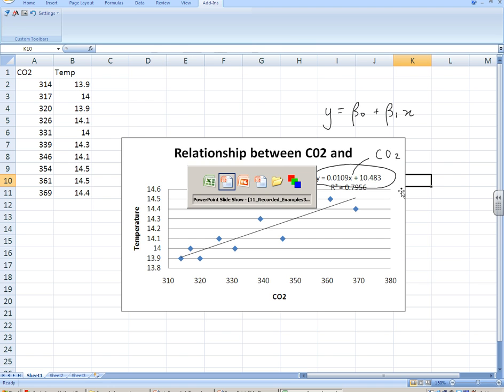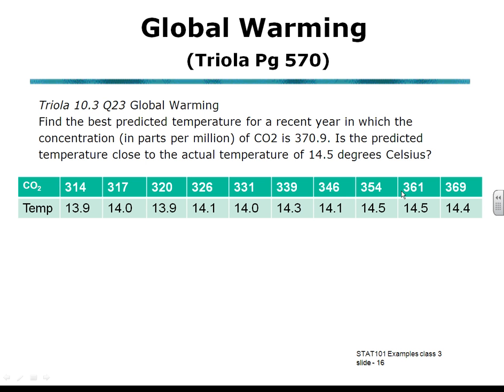Transferring this equation that we've just found in Excel across to our question. Temperature is 10.5 plus 0.0109 times x, which is the CO2. Keeping it in context of our example.